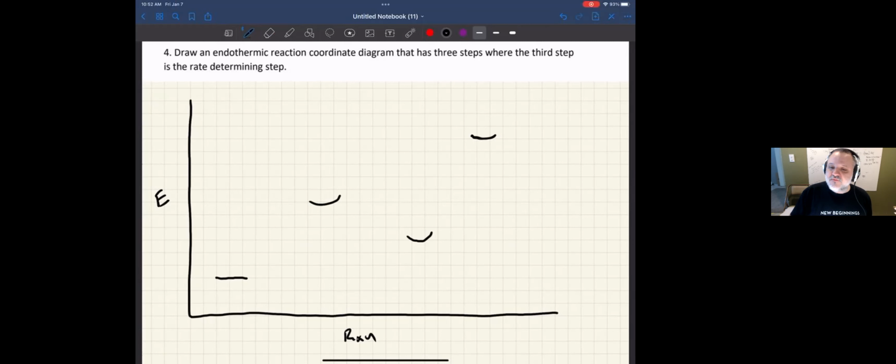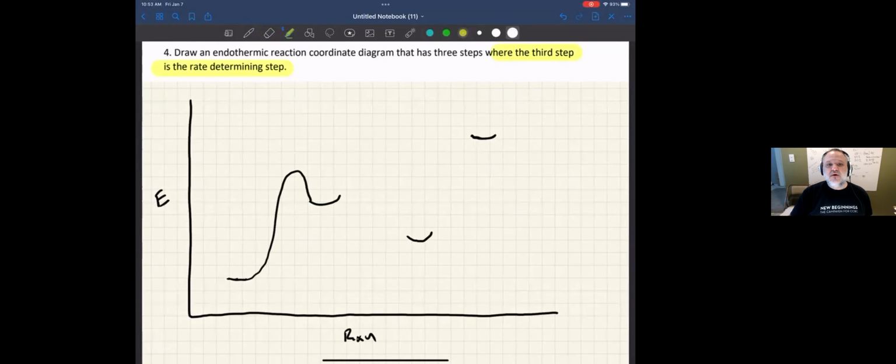Because transition states represent maxima, products and reactants along with their intermediates represent minima. And so I'm going to start out at some minima. I'm going to go to some intermediate. Now, the last thing that we need to take into consideration is that the third step is the rate determining step. What determines the rate of the reaction? Well, the activation energy determines the rate of the reaction.